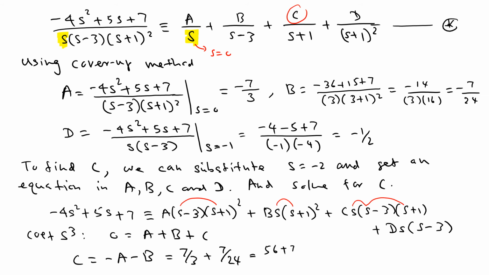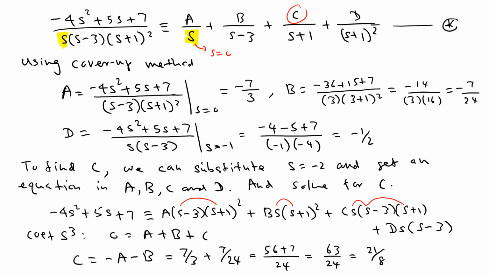So you have 56 plus 7 over 24, which is 63 over 24. You can divide by 3, so you're going to get 21 over 8. Okay, so that's the coefficient. So we have all of a, b, c, d. Yeah, this one took a little long because there's a little difficulty to find c, but it's still doable, just a little long.